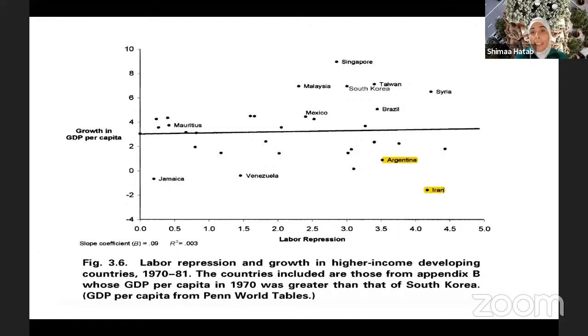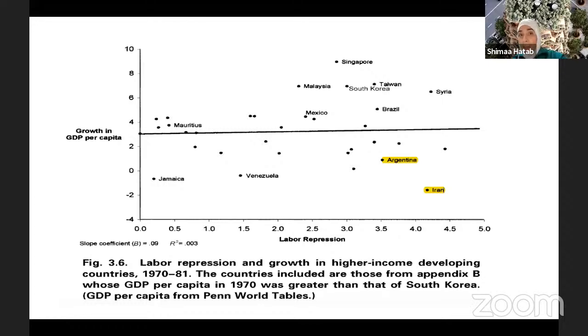You might be interested in these cases like Argentina, for example, that would give a hard test to your theory. It might have these conditions of a high level of labor repression, but it didn't really achieve a high economic growth rate. So you need to examine what other explanatory variable would explain the results of the low economic growth.